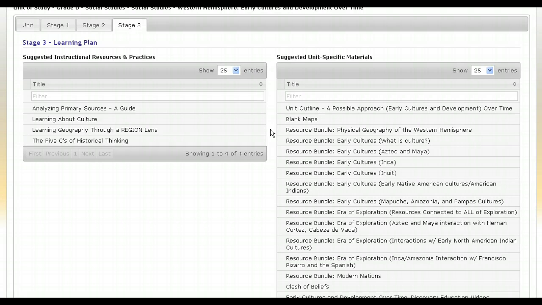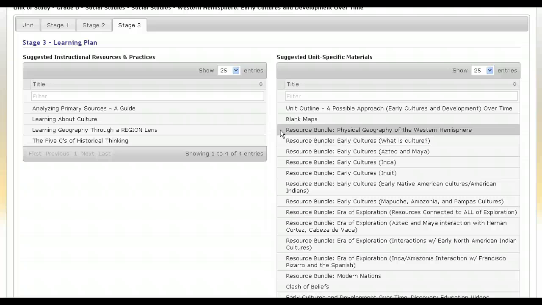In these next sections, you're going to notice what I've created are resource bundles. A resource bundle is a way of me organizing a number of resources together based on a common idea or a certain type of content. So this first one, in order for students to learn about the Western Hemisphere, they're probably going to begin with a study of the physical geography of the Western Hemisphere. So resources within this bundle will help you facilitate that learning for your students.